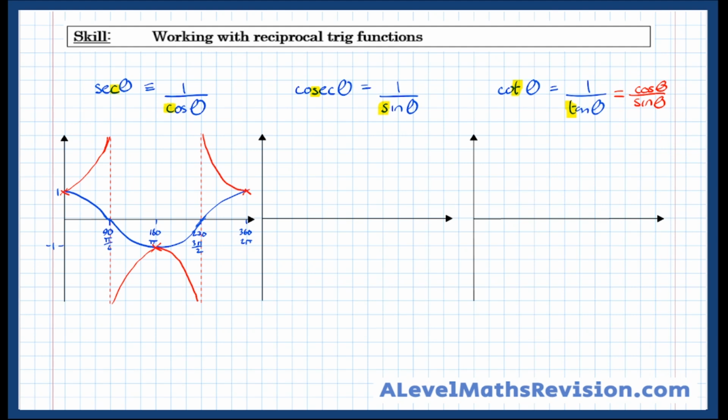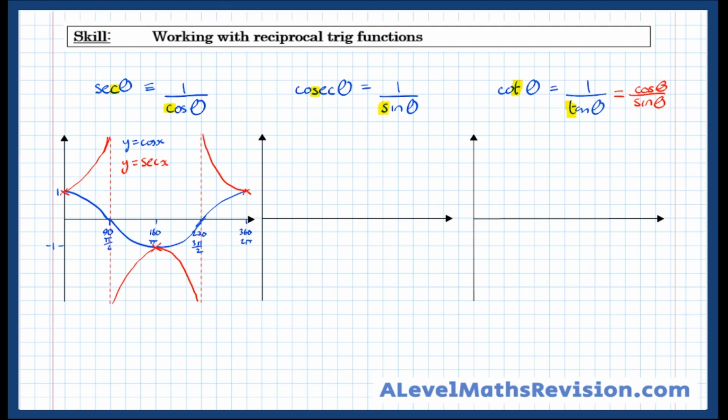So, in blue, we've got y equals cos x. And in red, y equals sec x. You might want to play that back and really mull over it, convince yourself it's true. But we'll move on to the cosec graph now, and the same thing goes.